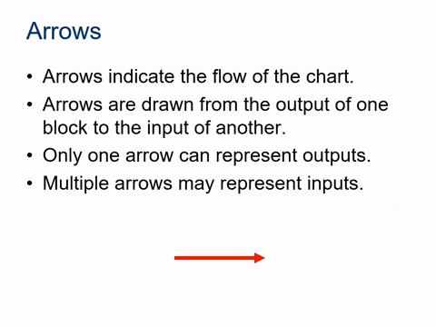Arrows. We need to keep track of the direction of the flow, right? And so arrows do that for us. Sometimes there's one arrow. In the case of decisions, there may be two arrows for yes and no. Yes for one direction, no for another. All right, so let's take a look at an example.